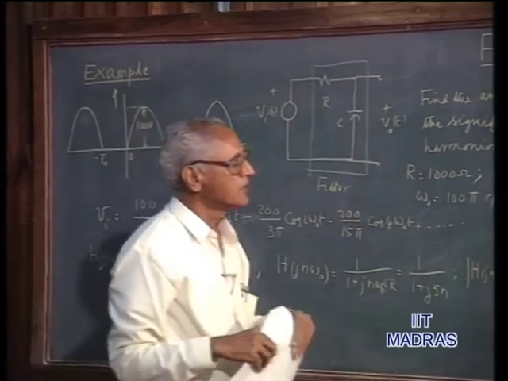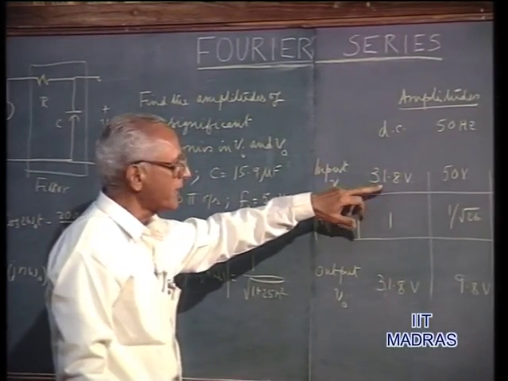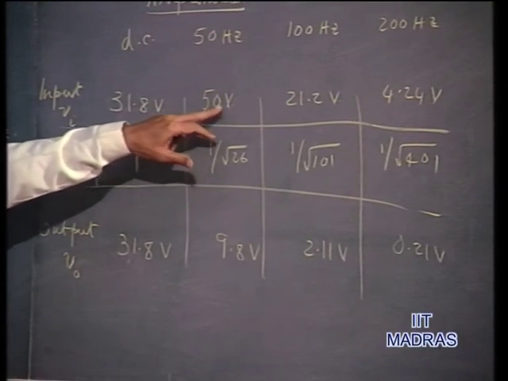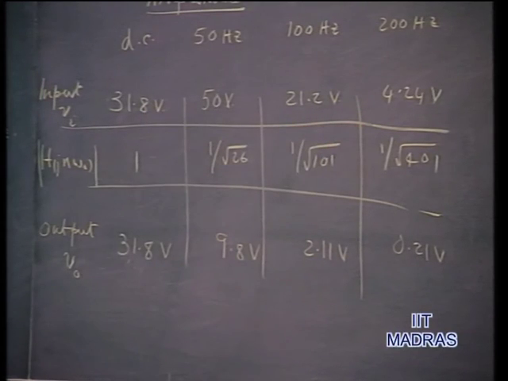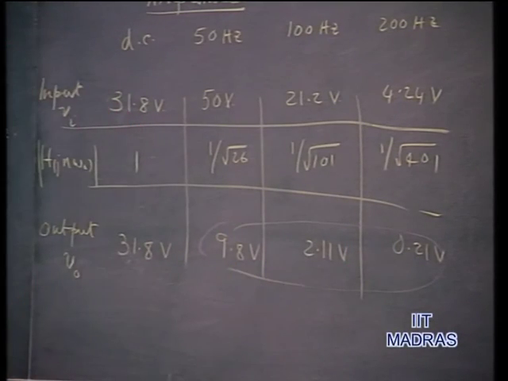Let us see. In the input we have 31.8 volts DC, but the harmonic components are quite substantial: 50 volts fundamental, 21.2 second harmonic, 4.24 fourth harmonic. But as far as the output is concerned, the harmonic amplitudes are brought down considerably compared to the DC. Therefore, this is a good filter as far as the suppression of the various harmonic components is concerned.